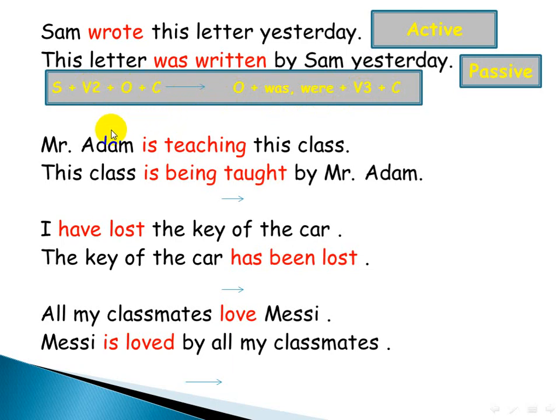Let's move on now, guys. Mr. Adam is teaching this class. Another question. Who is teaching this class? I think it's clear and simple. Mr. Adam. So Mr. Adam is the agent. Mr. Adam is the actor in this sentence. He's the actor of the action in this sentence. So this sentence is active. But look at the second one now.